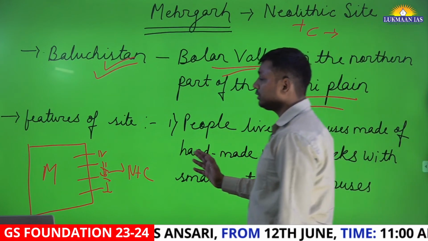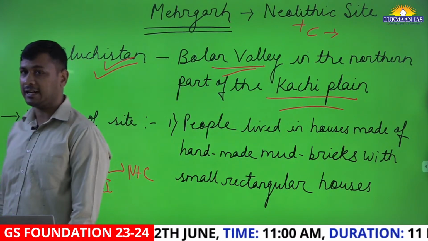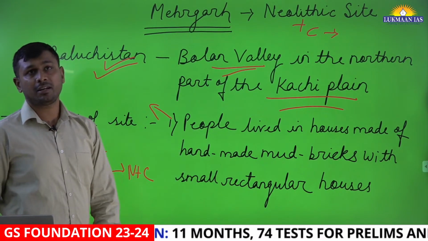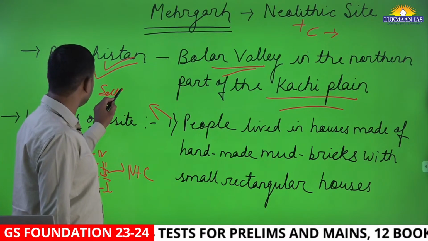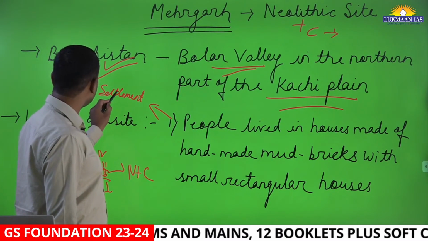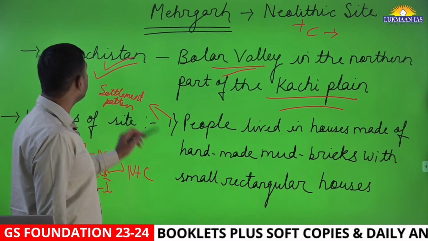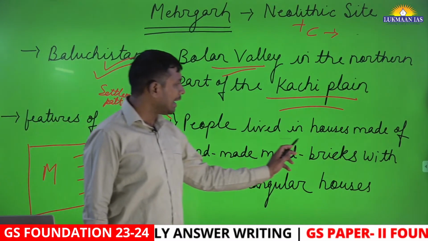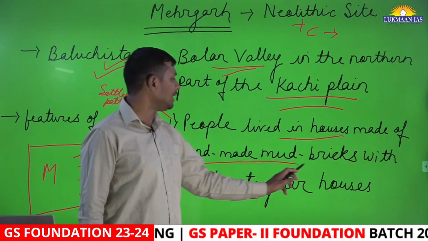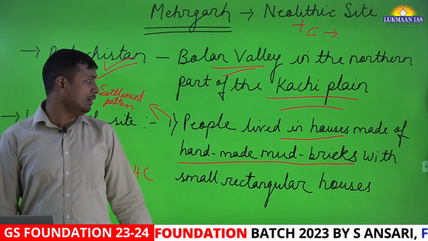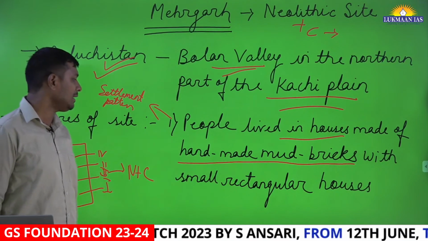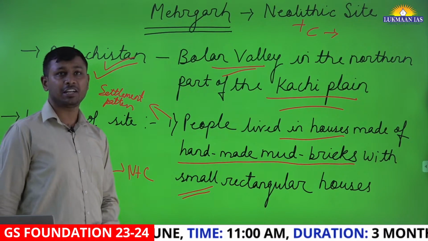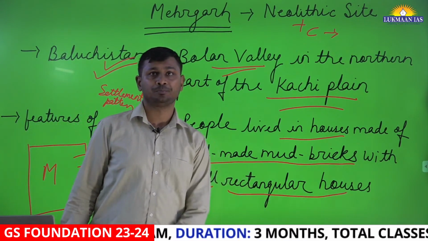Now we talk about the features of the site, what has been discovered. First of all, after excavation we get information about the settlement pattern. What kind of settlement pattern do we get through archaeological evidence in Mehrgarh? People lived in houses made of handmade mud bricks. What was the size? Generally small. And what was the shape? Basically rectangular.